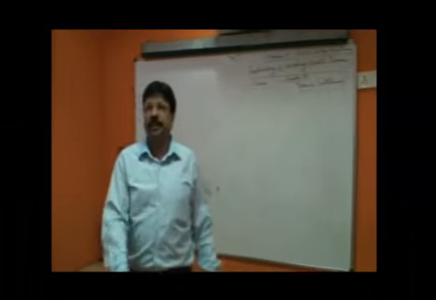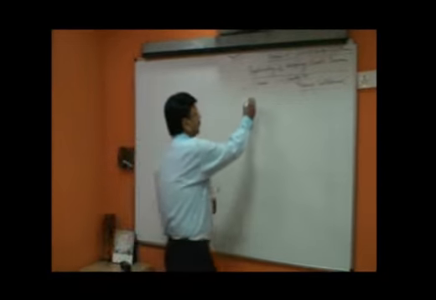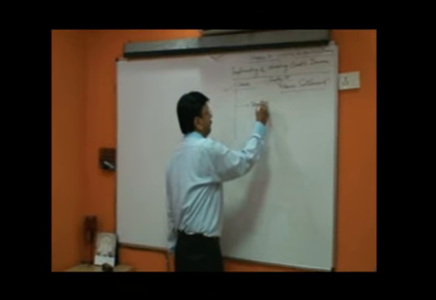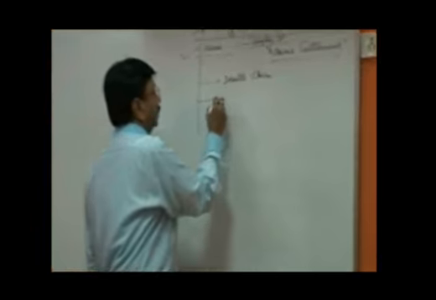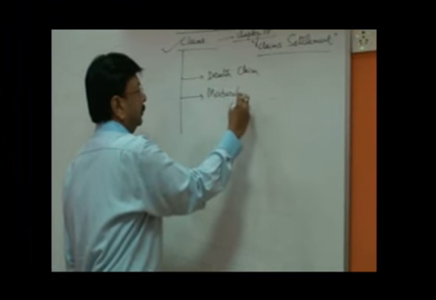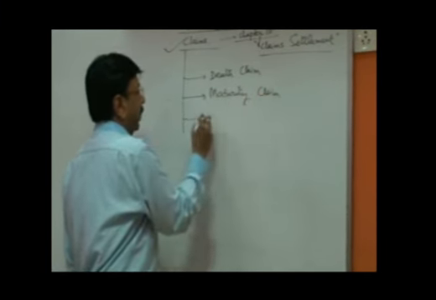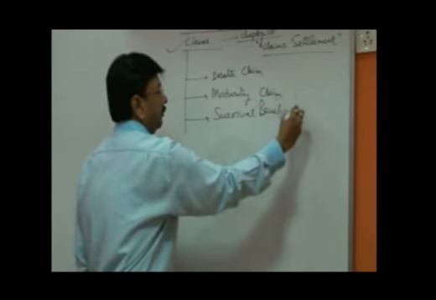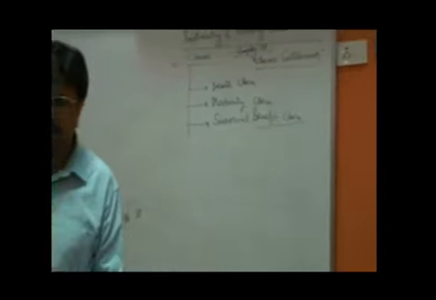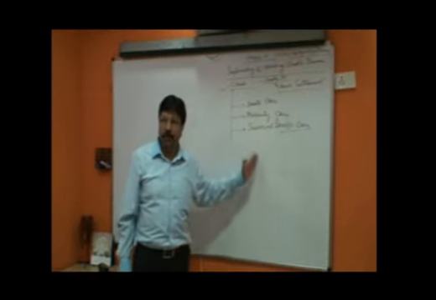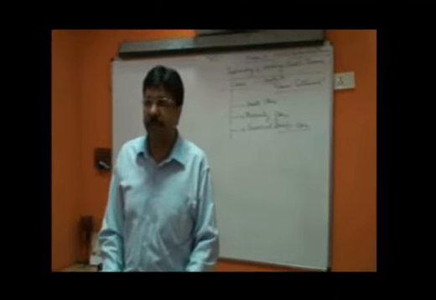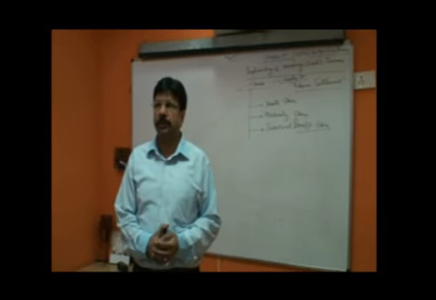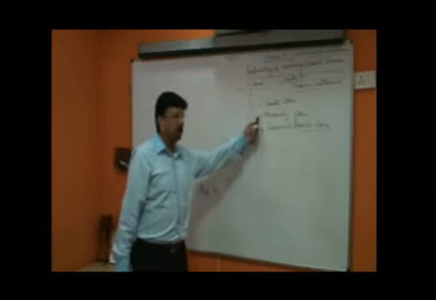Now, next we will see that there are three major kinds of claims. One is death claim, the other is maturity claim, and the third one is survival benefit claim. In all these kinds of claims, the insurer has to check whether the insured event has taken place and what the obligations assumed under the contract are. Now, one by one, we will see what these claims are all about. We will study the maturity claim first.